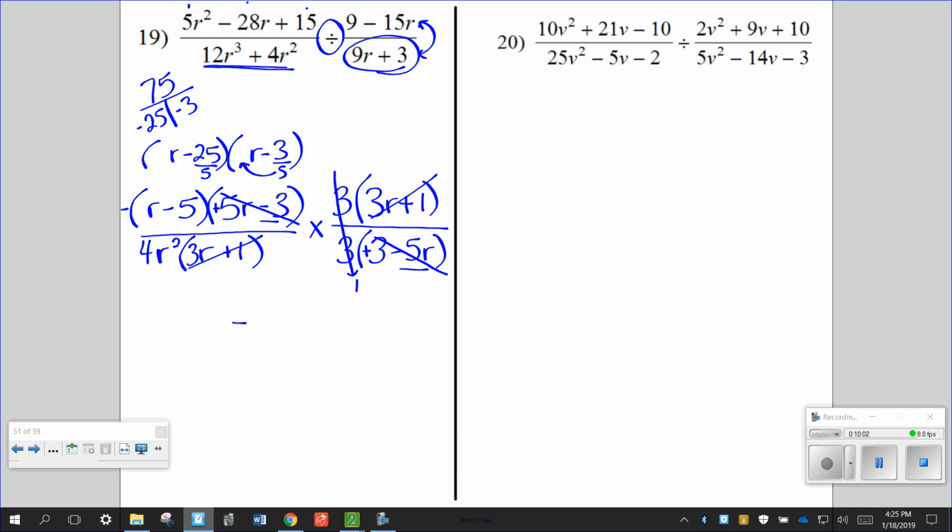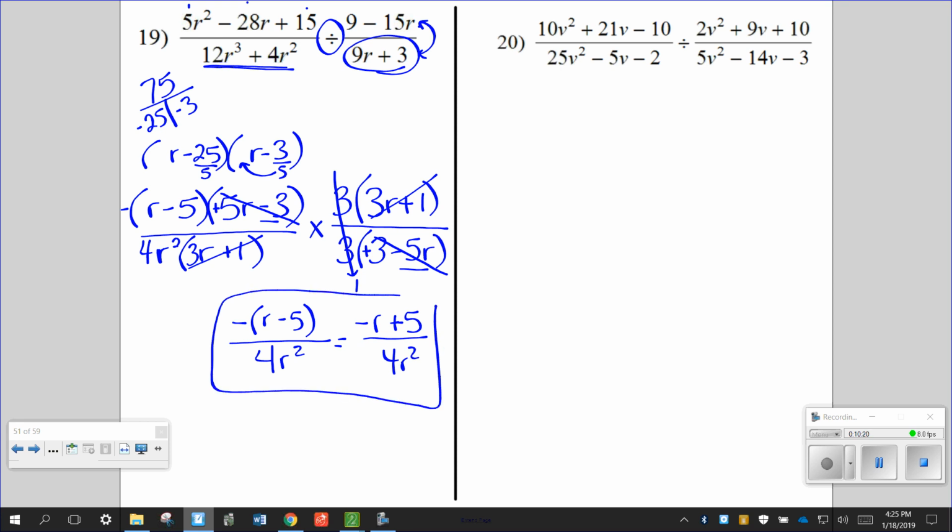So what are we left with? A negative r minus 5 over 4r squared. You can leave it like that. We can distribute that negative sign. Negative r plus 5 over 4r squared. One of those. We'll go ahead and stop it there and make the last number 28's own video.